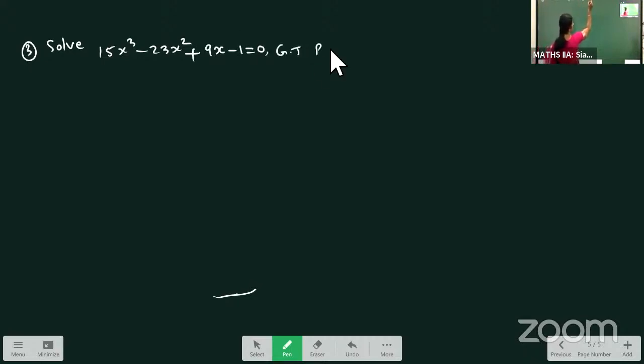The third one: solve 15x cube minus 23x square plus 9x minus 1 is equal to 0, given that roots are in HP. HP means harmonic progression. How to solve such kind of question?